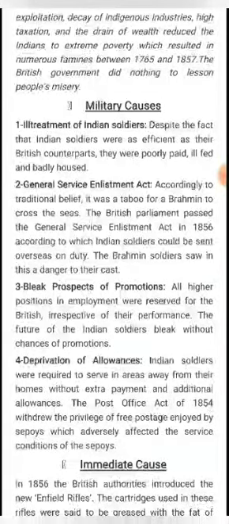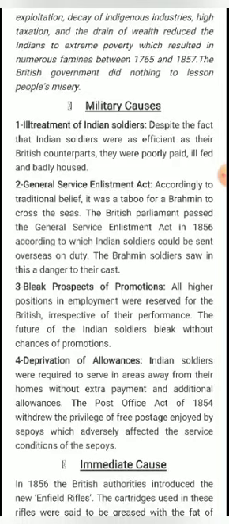Now, third one is bleak prospect of promotions. All the higher positions in employment were reserved for the British, irrespective of their performance. The future of the Indian soldier was bleak, without chance of promotion. It means that although they were capable, they did not have the chance to get promotion in their posts.